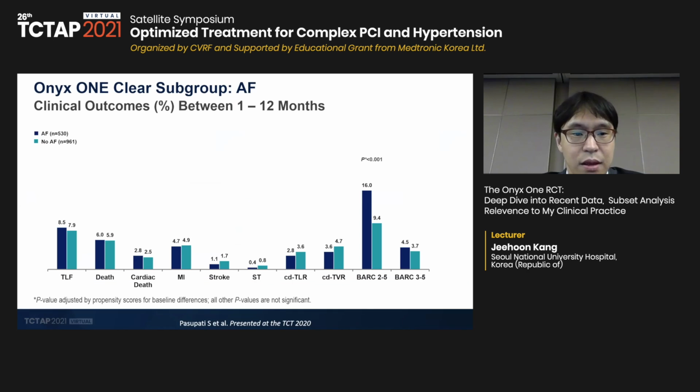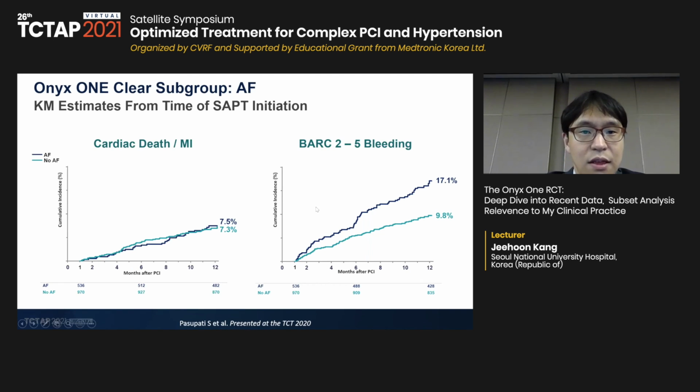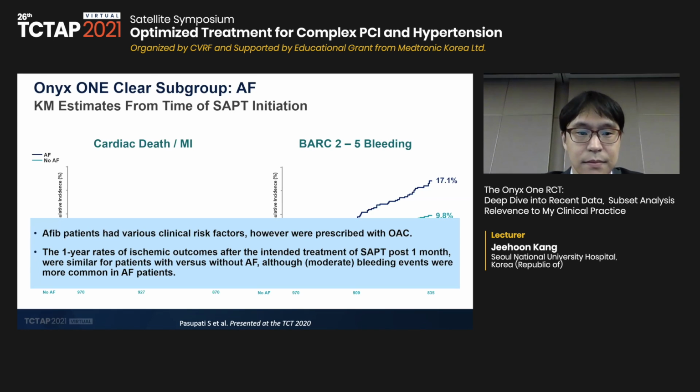Regarding the clinical outcomes, there was no difference in the ischemic outcomes, while BARC 2 to 5 bleeding outcomes were higher in the AFib population, which may again be associated with the oral anticoagulants that we prescribe to the AFib population. Even in the Kaplan-Meier estimates, there was no difference in cardiac death or MI. However, there was a significant increase in BARC 2 to 5 bleeding events in the AFib population.